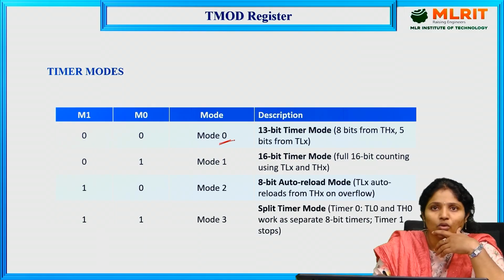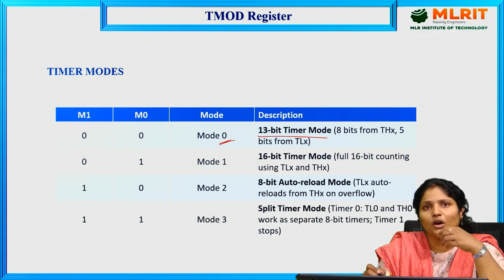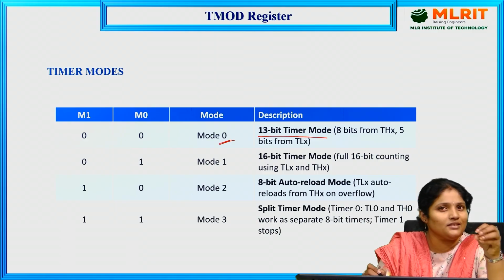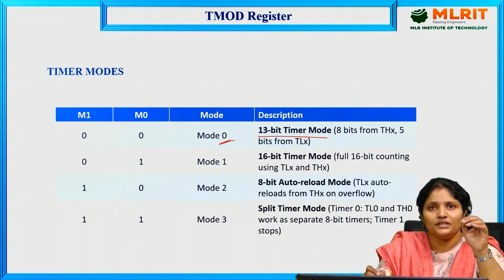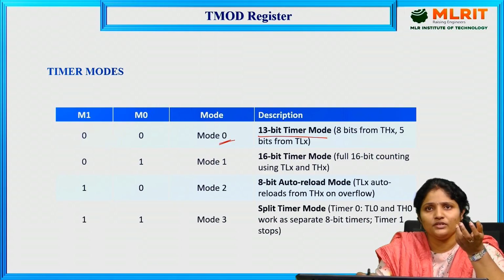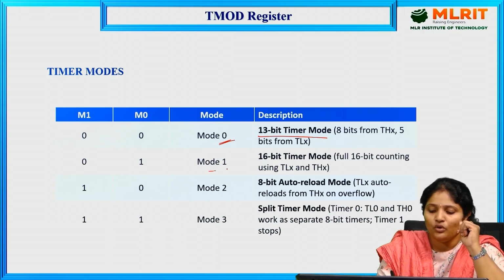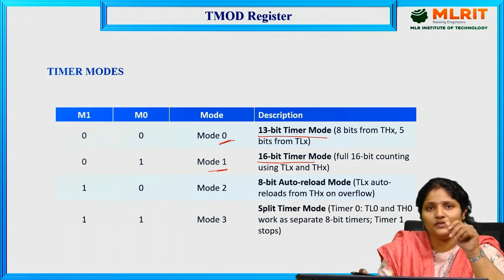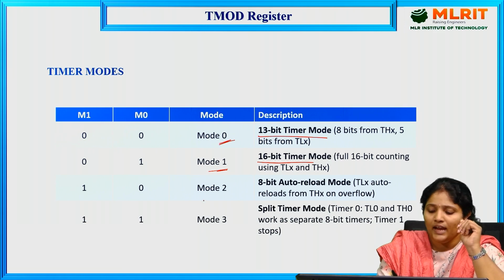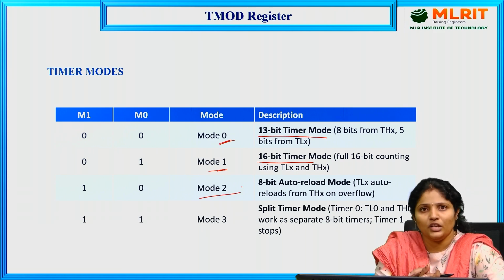Mode 0 is the 13-bit timer mode. So if we want to perform operations that depend on just 8 to 12 bits, you can use this 13-bit timer. Mode 1 is the 16-bit timer, full-fledged; all 16 bits of each timer will be utilized in this mode. And mode 2 is the 8-bit auto reload mode.